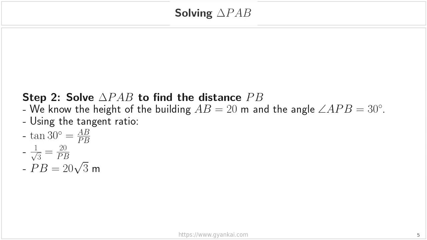By rearranging the terms to solve for PB, we multiply both sides by PB and then by the square root of 3, which gives us PB equals 20 times the square root of 3 meters. Keep this value for PB in mind, because in the next slide, we are going to use this exact distance as our common side to solve for the total height of the flagstaff.